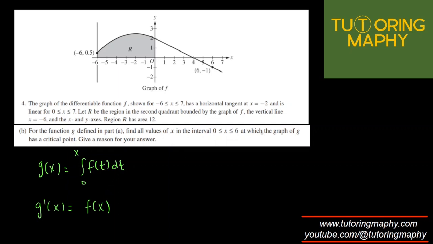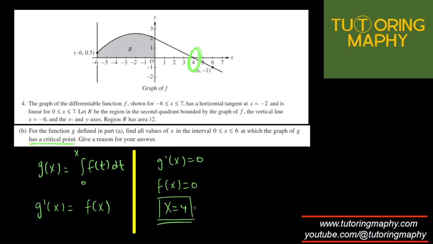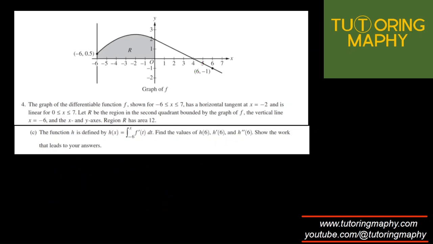Okay, why am I finding the derivative, by the way? Because they're asking for the critical point, and critical points are the points where the derivative is 0 or undefined. What is g prime x? f of x. Is f of x undefined anywhere? Not really. It's always defined. So we just look for the points where g prime is 0. g prime is 0 means f of x is 0. And where is f of x 0? Well, I see only one point, where x is equal to 4. So this is the only critical point of g between 0 and 6. I hope this makes sense.